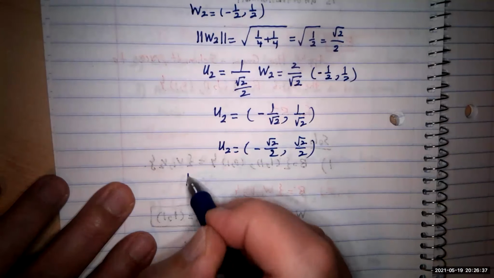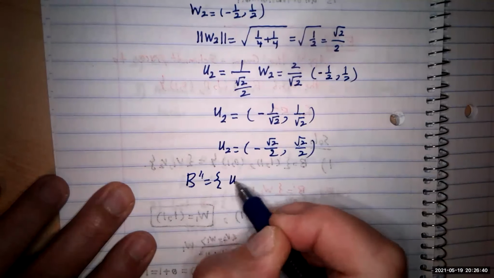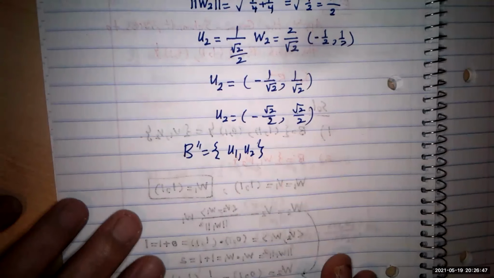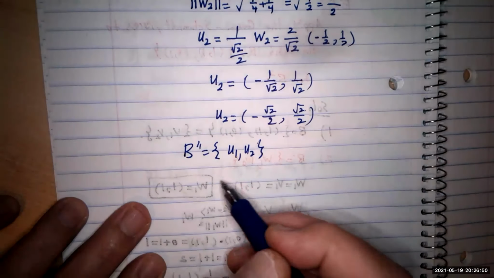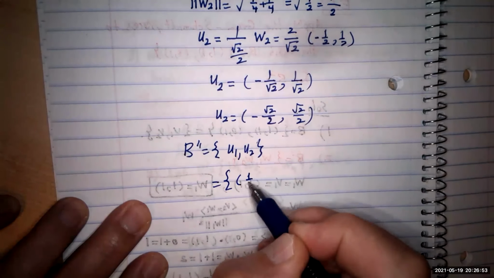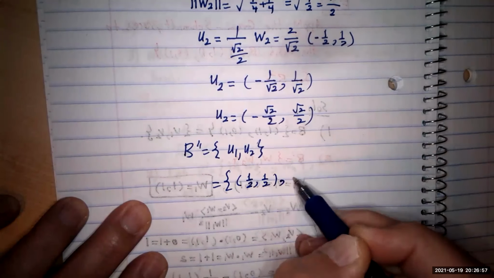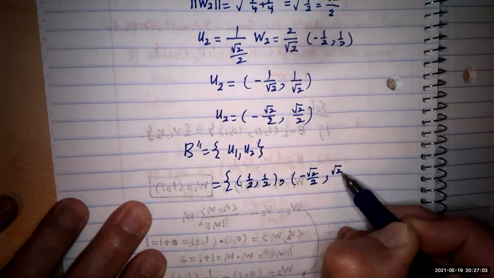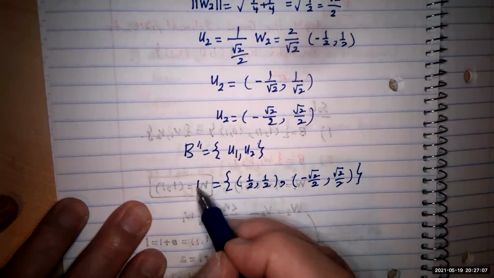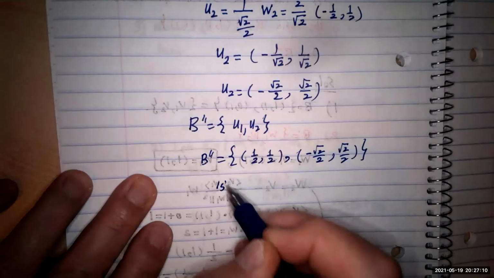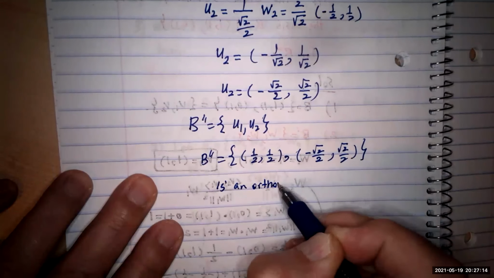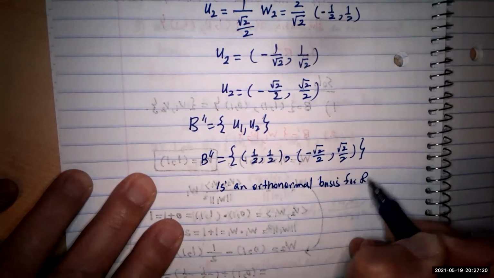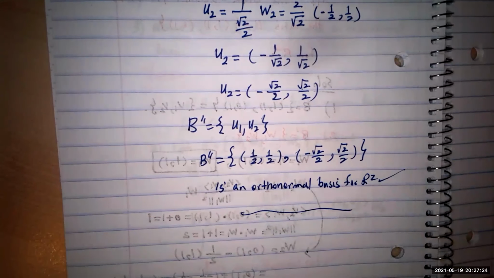Okay, so eventually this is going to be the basis. The basis is going to be U1 and U2, with this information that we talked about. So U1 is 1/2 and 1/2, comma, and U2 is negative radical 2 over 2 and radical 2 over 2. So this is an orthonormal basis for R2. You see, I just gave you a short one, then in the review I give you one.